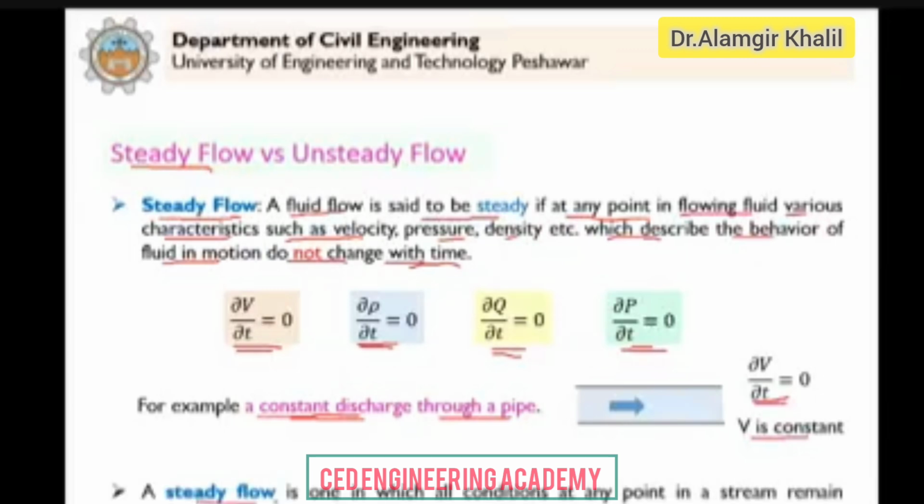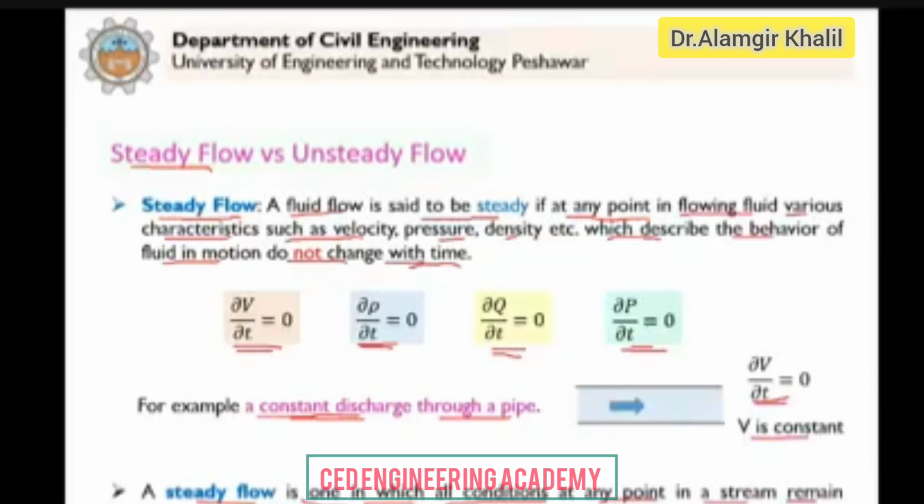A steady flow is one in which all conditions at any point in a stream remain constant with respect to time, but the conditions may be different at different points. What does this mean? Consider a pipe, or, for example, a natural stream or river. If you take one cross section, let's say xx, at this point you have a discharge, and this discharge is the same with respect to time, so we have steady flow here.